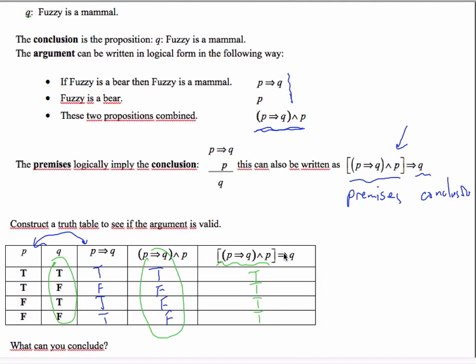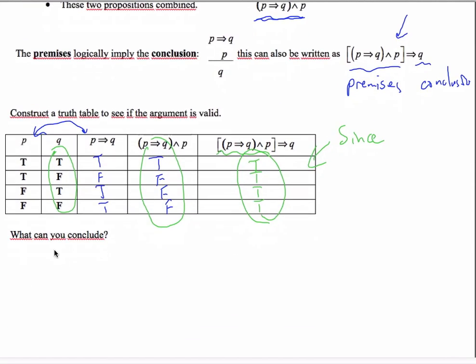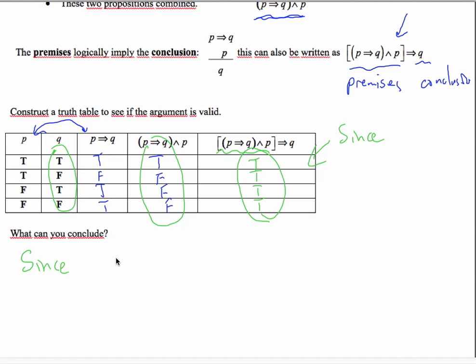Remember the implication is only false if the first statement is true and the second one's false. We don't have that in any case here. So here we only have one true, and then there's true over here. That means that everything is true here. So we have a tautology. So we can say, since we have a tautology, it is a valid argument.